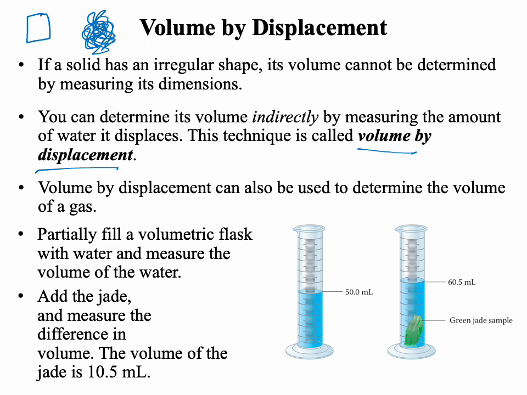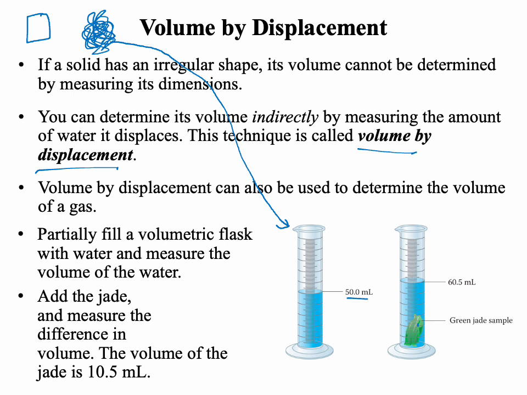Volume by displacement is where you take a graduated cylinder which has markings on it. You partially fill it with water. Partially means anything. For example, in this case, I just happen to fill it up to the 50 ml mark. Now I'll take this irregularly shaped object and I will drop it into this water. What will happen? As the sample goes in, the water level will increase.